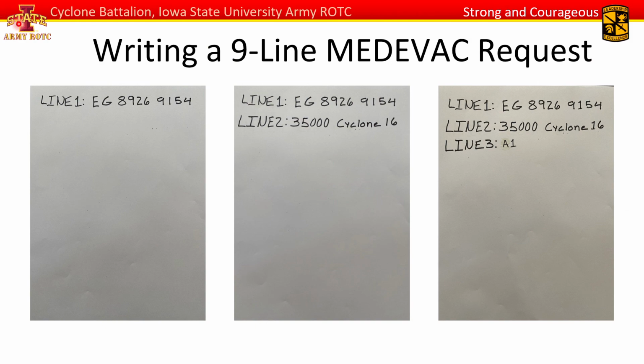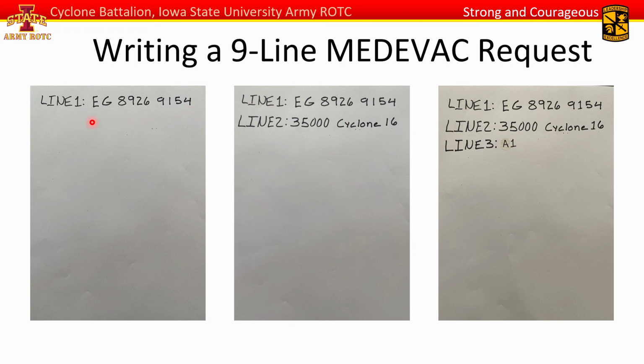So writing a 9-line Medevac request, I have it broken out here line by line, and this is handwritten, so you don't have to have a particular format for it, or a pre-printed form, as long as you know the information. But again, those do tend to help because it's a lot to memorize and just go off the top of your head, especially when you need to do this quickly. So we have line 1 is our location. So we have the grid coordinates here. These are the real grid coordinates of that particular point.